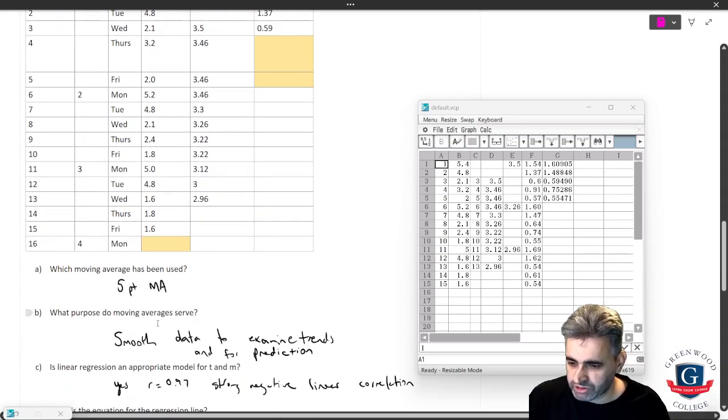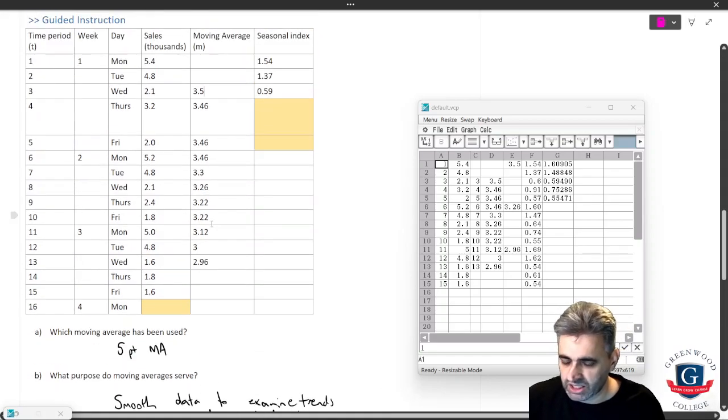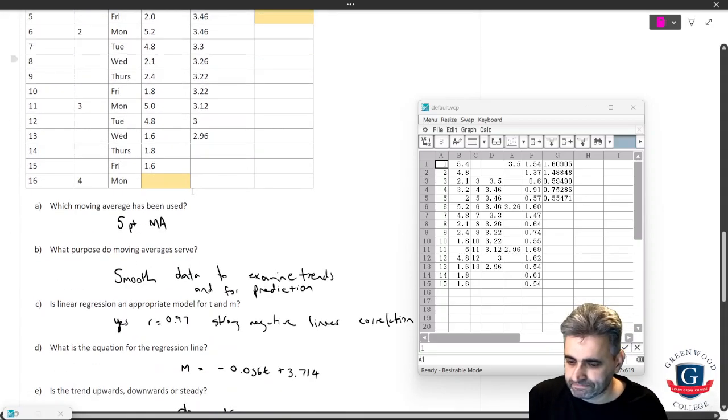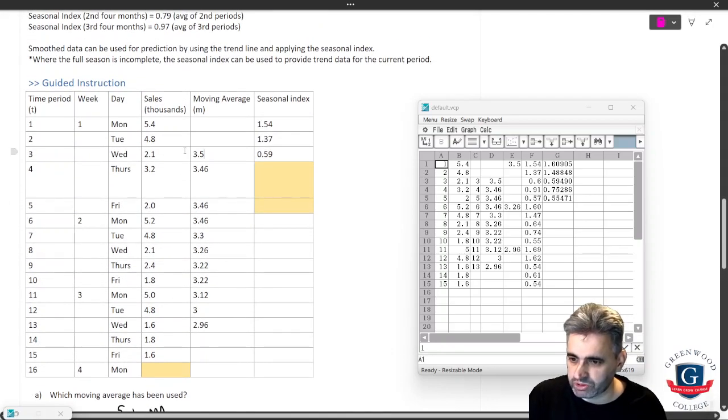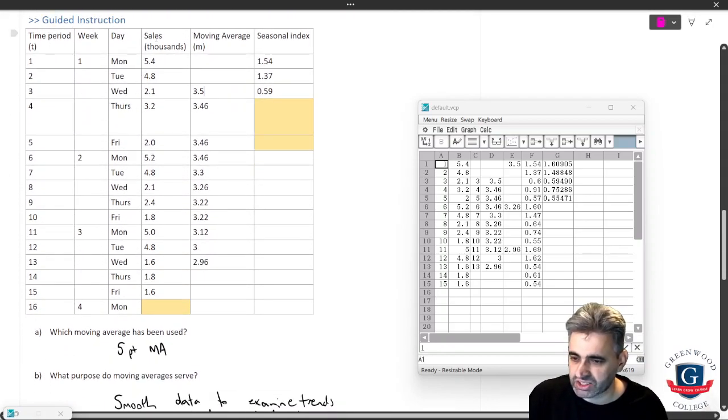What purpose do moving averages serve? Well, they smooth data to examine trends and we use them for prediction. We're going to do both in this question. Is linear regression an appropriate model for T and M? Well, T is the time period and M is the moving average.